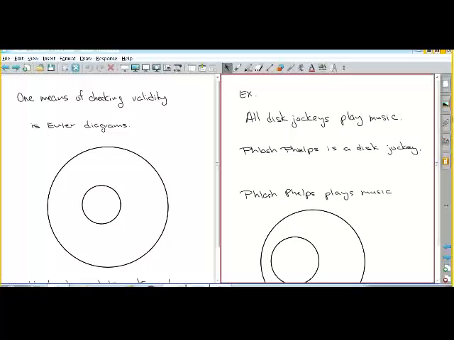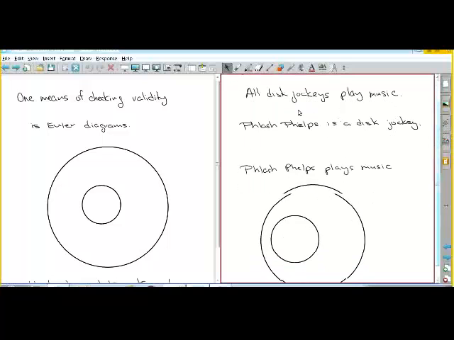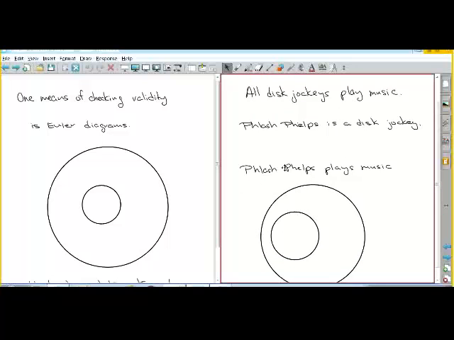So here are our two circles. We're going to try to represent what this is saying by labeling the big circle and labeling the little circle. So, all disc jockeys. The first part refers to the inner circle, so I'm going to put a little label that says disc jockeys.